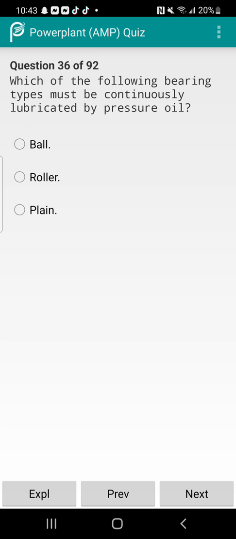Which of the following bearing types must be continuously lubricated by oil pressure? Plain.